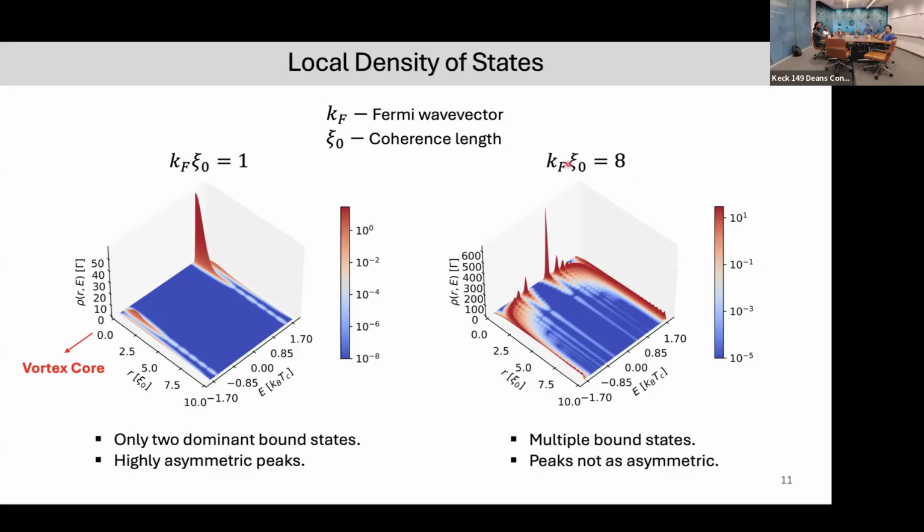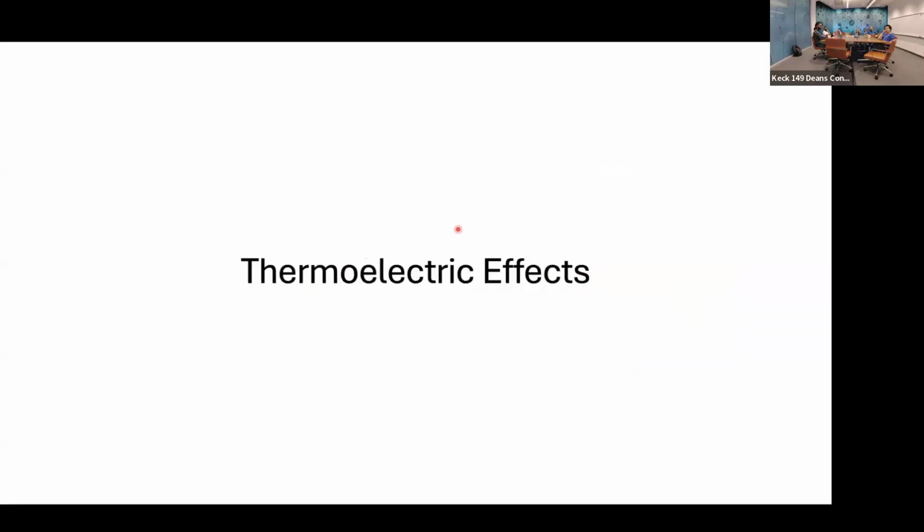For the case of Kf psi naught equals 8, we see more bound states present inside the subgap regime, but the relative asymmetry is reduced in this case. On the other hand, the density of states values are higher. So both of these cases have their benefits and drawbacks. Now, since we understand more how the symmetry breaking happens, we can take a look into how we can apply it to get some thermoelectric effects out of it.